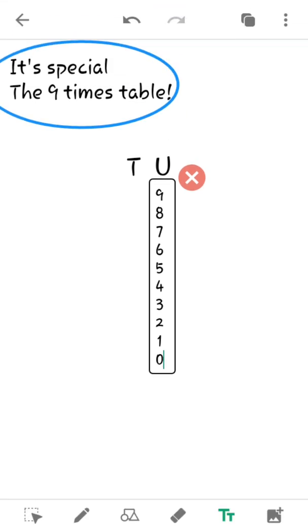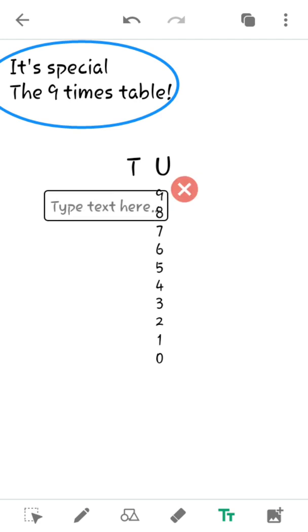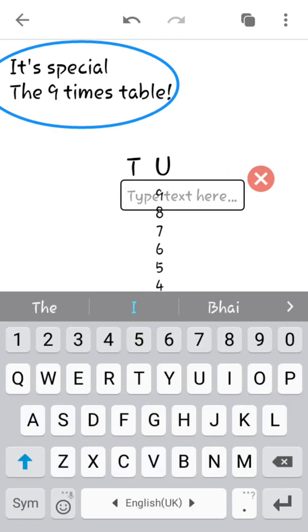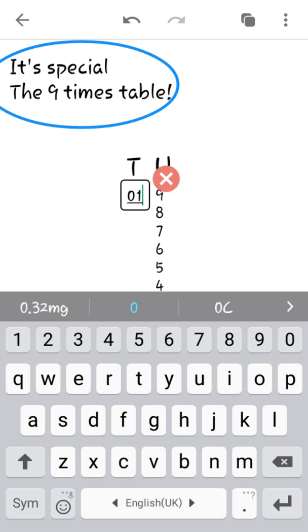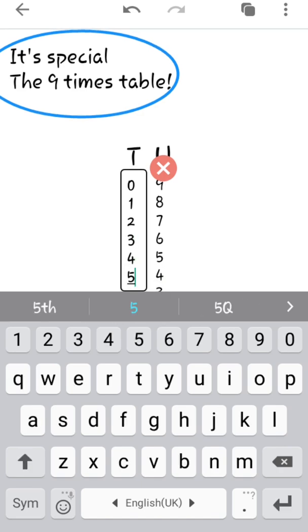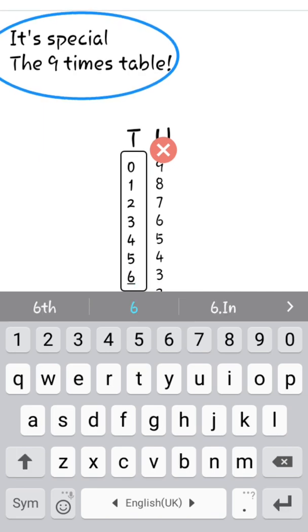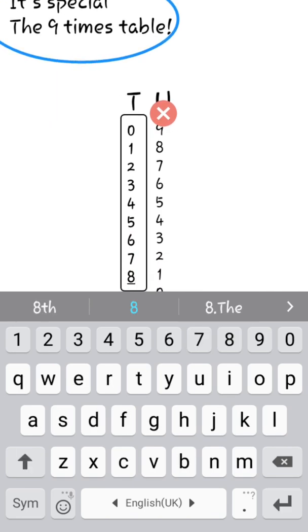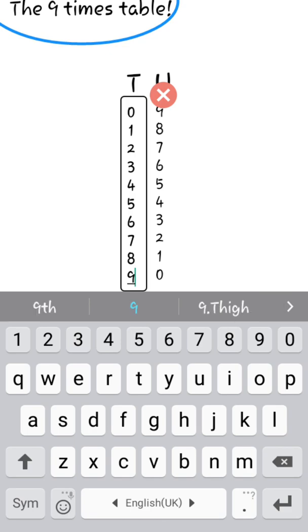Okay, then now in 10 place before them write 0, 1, 2, 3, 4, 5, 6, 7, 8 and 9 in serial order.